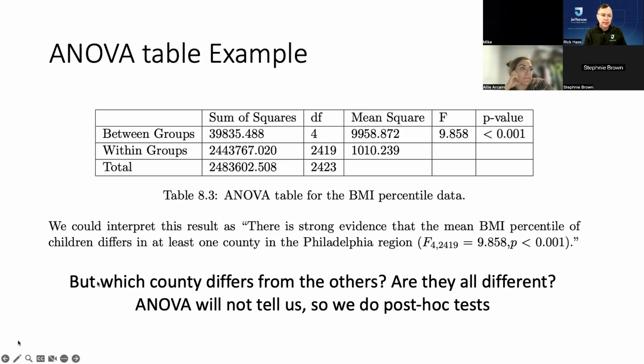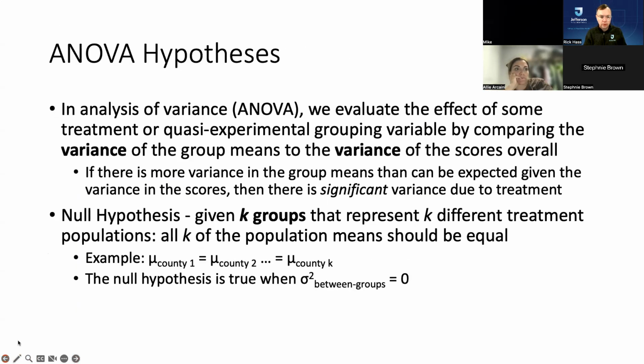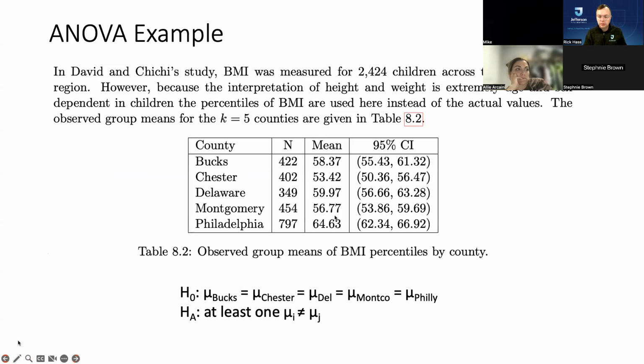A downside of ANOVA, and this is what you're going to read about in that article, is that now that we've done that, we've simply done our initial test on this data set. We don't know which groups are different from which other ones, right? So again, we can make some guesses. We can say, oh, they're all really different.